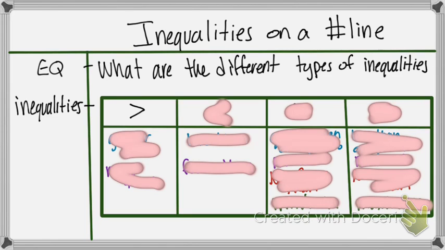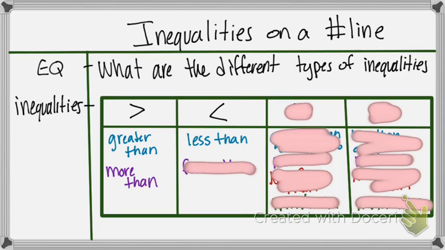First we have this symbol, and that symbol means greater than. Another key word for greater than will be more than. Right? Another inequality is this symbol, and that means less than. And another key word for that symbol will be fewer than.